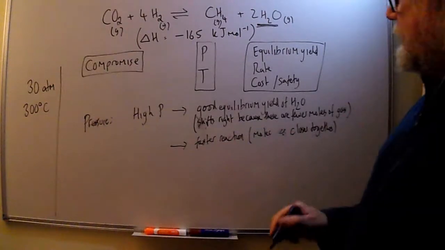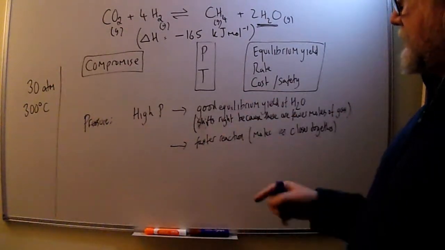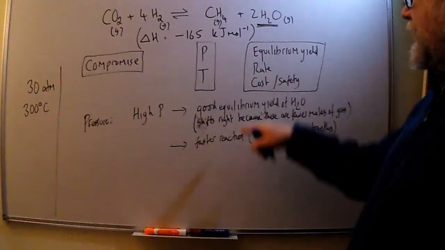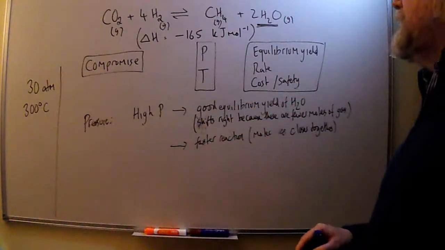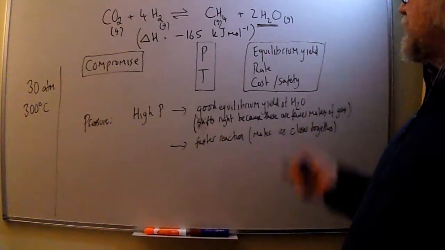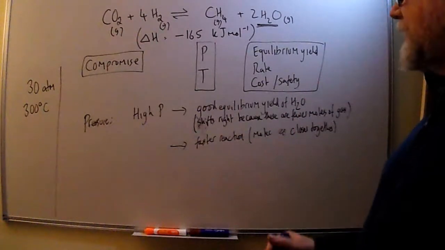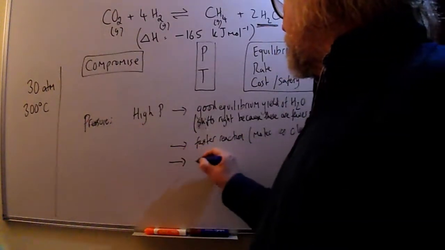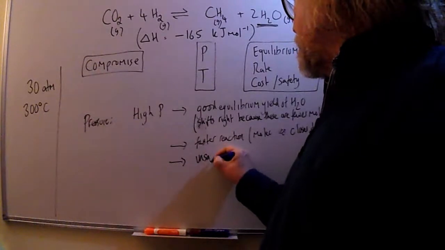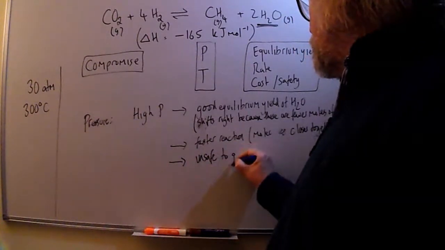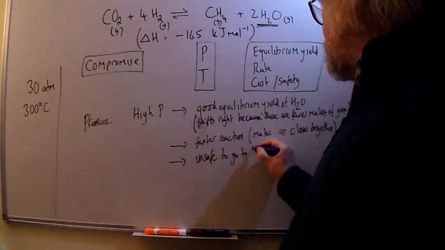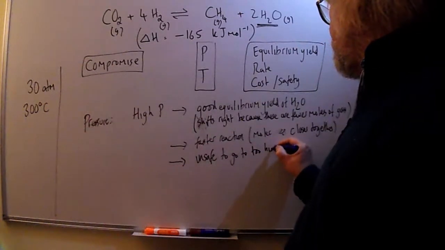And then you can see we've got one of these situations where both of these things say, yeah, high pressure is good, because we get lots of water and we get it quickly. So the limit is going to be the cost and safety. In the case of a spacecraft, it's going to be mainly the safety. Okay, so we can say that it would be unsafe to go to too high pressure.